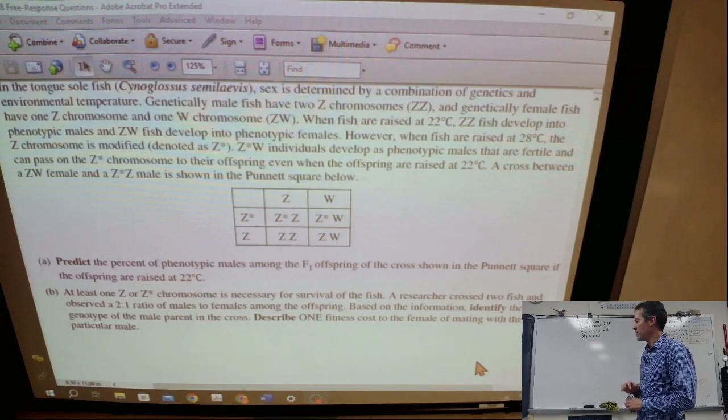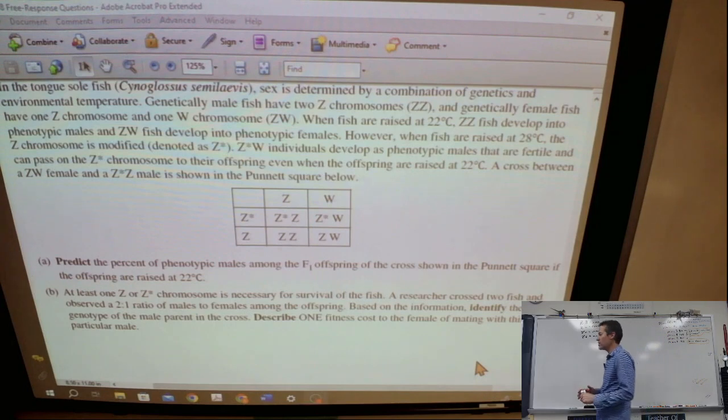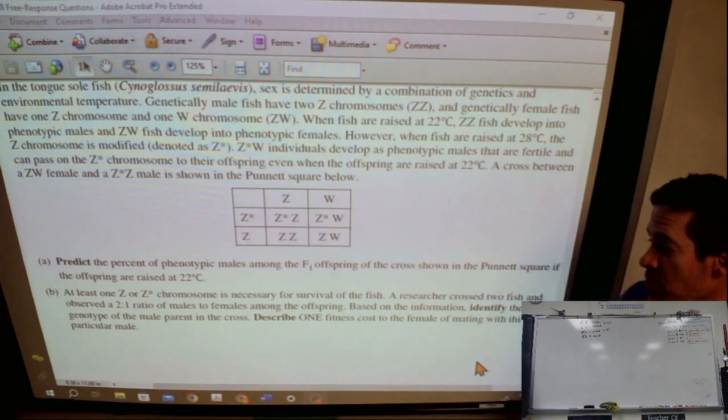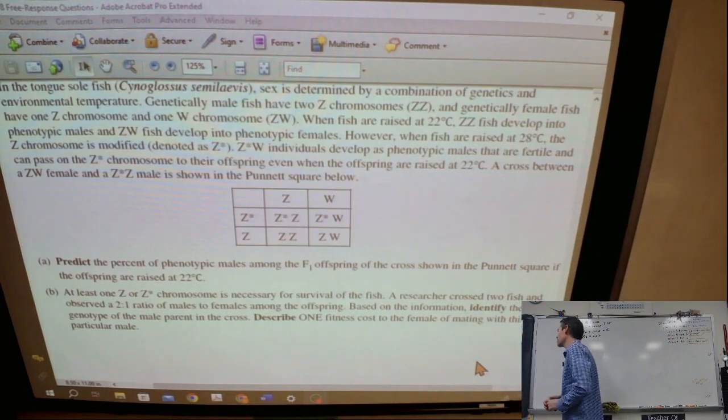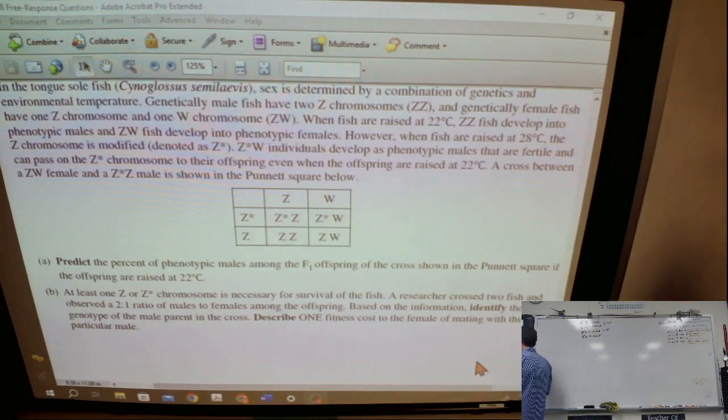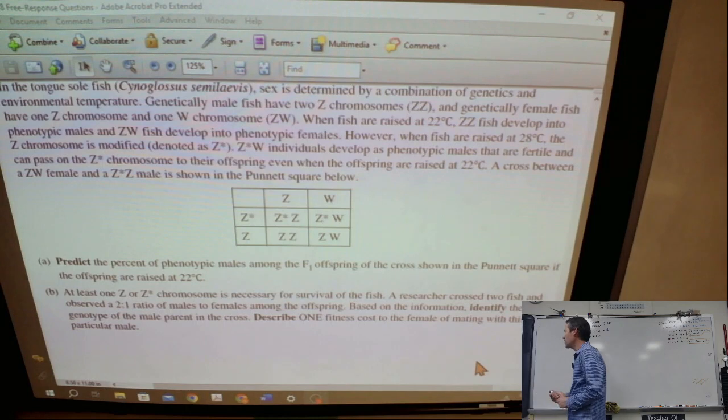Okay, and then part B, if you're cruising along on your own, no worries. Part B, at least one Z or one Z star chromosome is necessary for survival of the fish. A researcher crossed two fish and observed a 2-to-1 ratio of males to females among the offspring. Based on the information, identify the genotype of the male parent in the cross, that'll be a point, and then describe one fitness cost to the female of mating with this particular male.